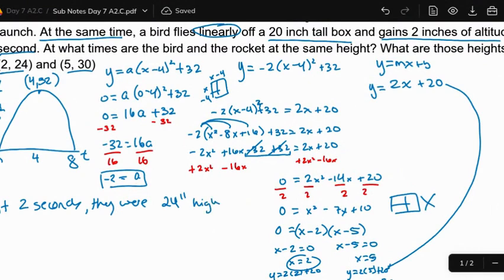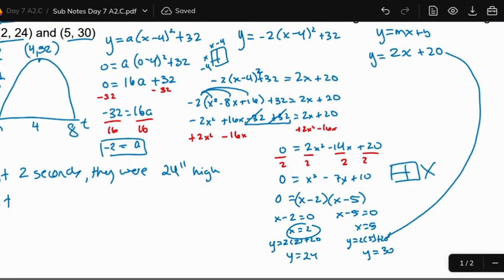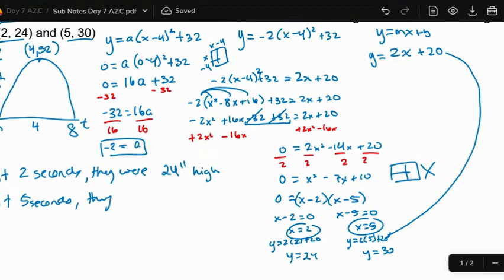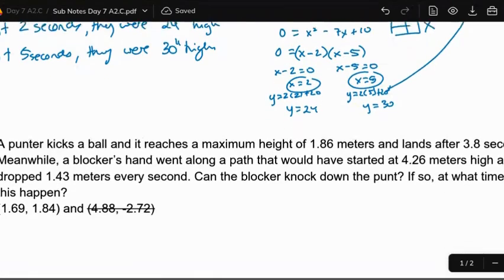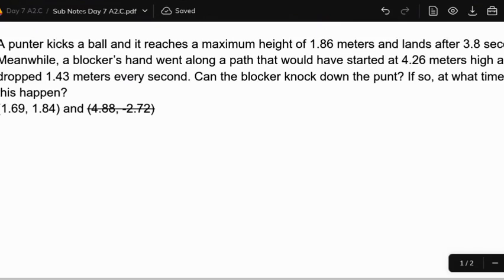And at, what's the other one? 5 seconds, they were 30 inches high. So I'll do one more problem from this, and then the last few or 2 problems are going to be for you to work on in class.